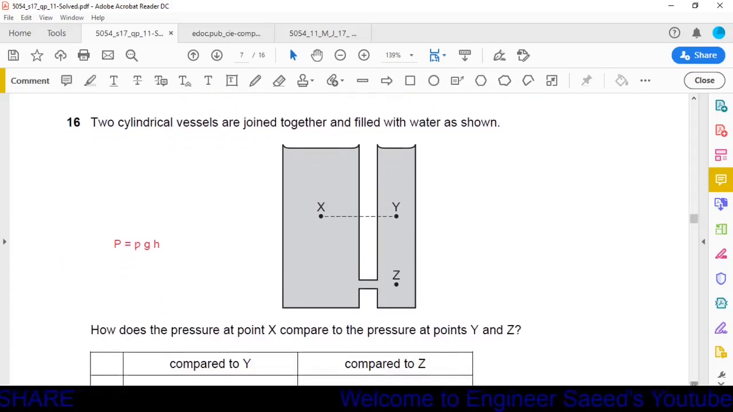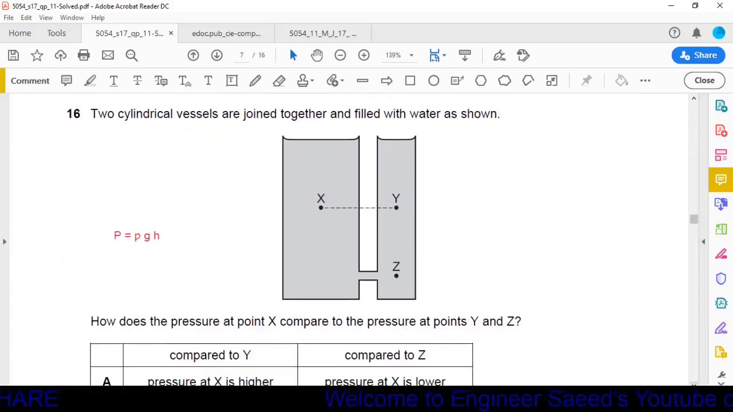Question number 16. Two cylindrical vessels are joined together and filled with water as shown. Here we have two cylinders. Both the cylinders are filled with water. How does the pressure at X compare to the pressure at point Y and Z?